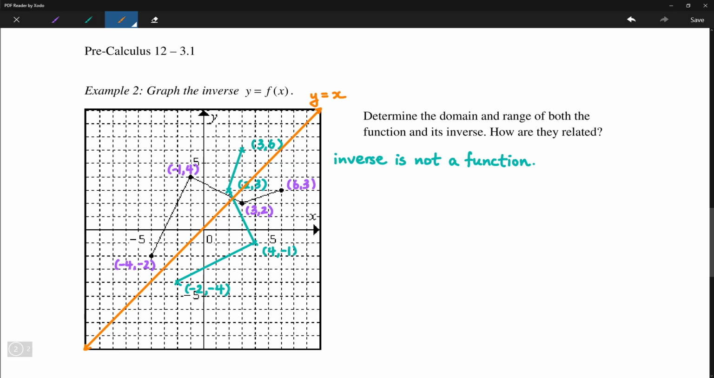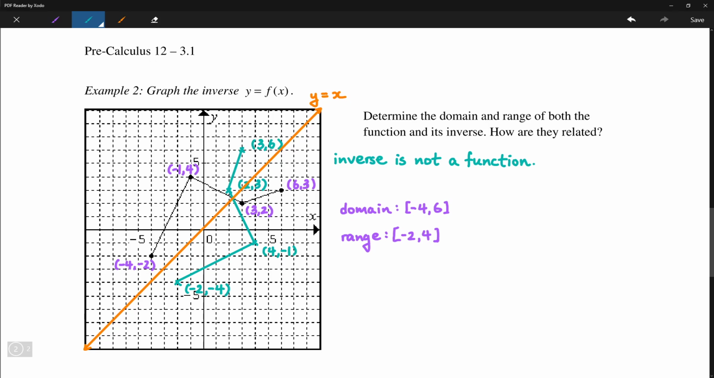Okay, so about the domain and range of the function and its inverse, the domain of the function, just going to write it down here, was -4 to 6. And then the range is -2 to 4. Right? We only have to look at the minimum and maximum values for both x and y.